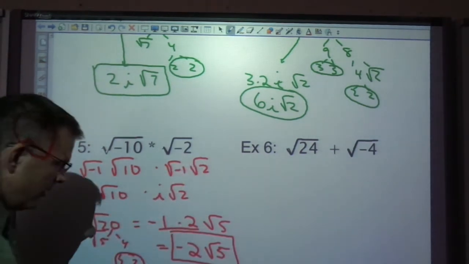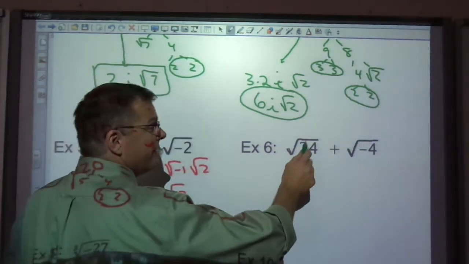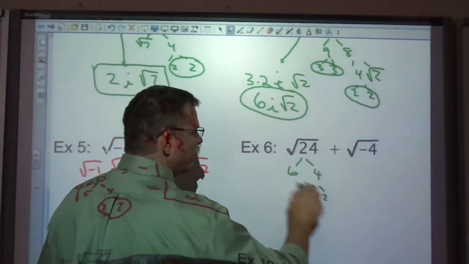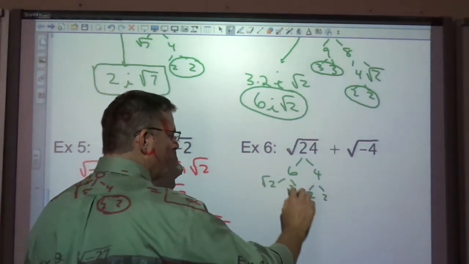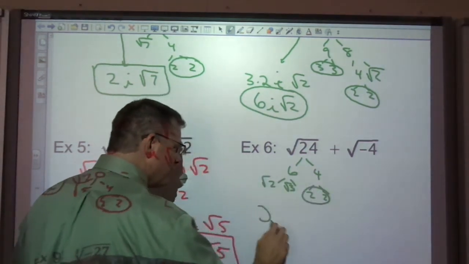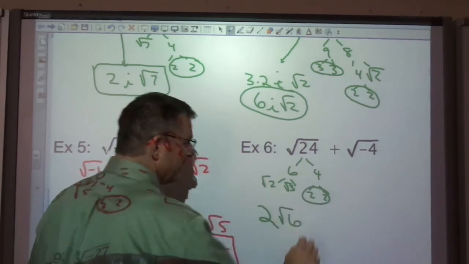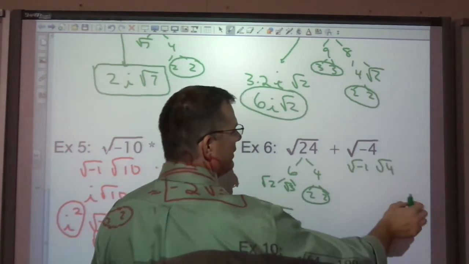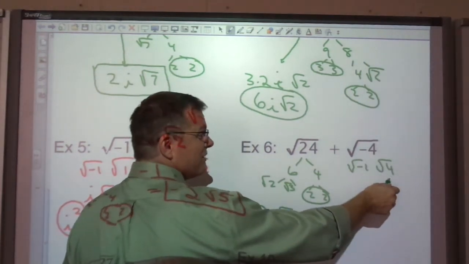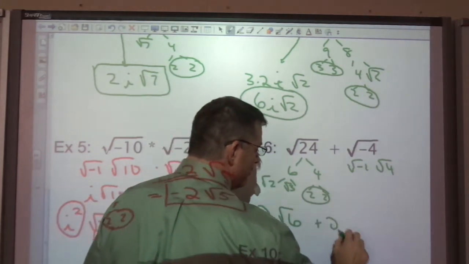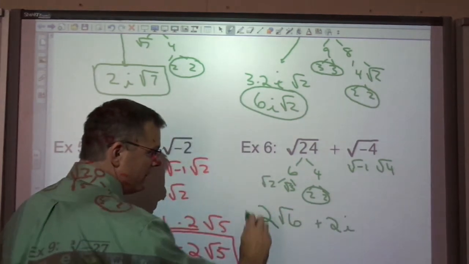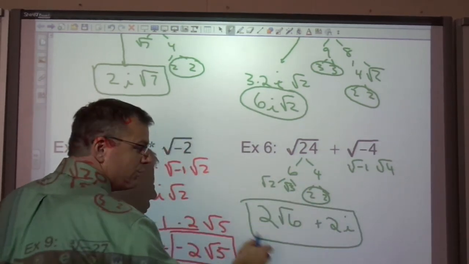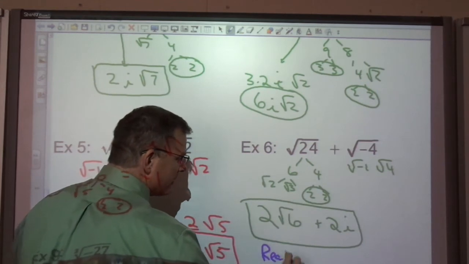And the last one here, this one is not negative, it's positive. We can deal with this. 6 and 4, 2 and 2, 2 and 3, radical, radical pair. So this is 2 radical 6. And this one, we need to split up the negative with the positive. This is i, and this is 2. So this is just 2i. This is a real number, even though it's irrational, it's real, 2 radical 6.